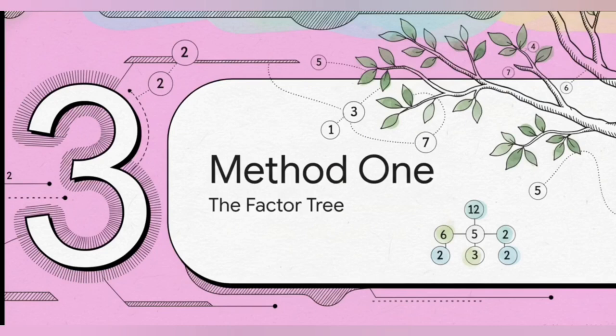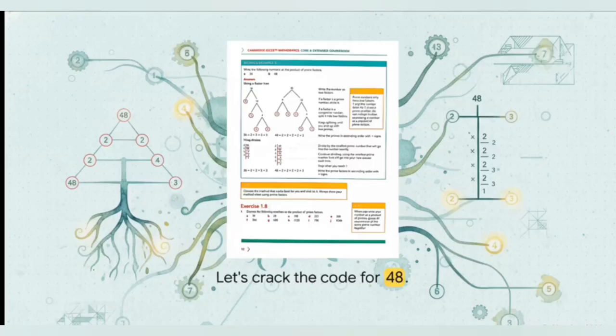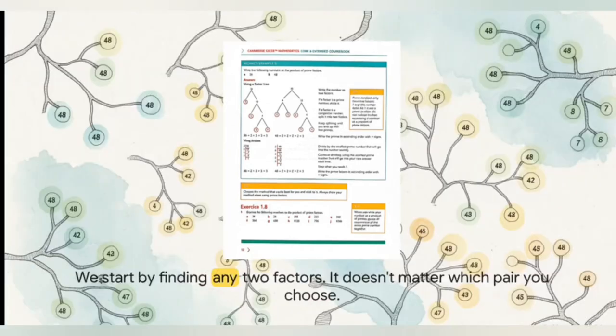So the big question is, how do we find this unique code? Let's check out our first master key, the factor tree. This is a really visual, really intuitive way to get it done. Okay, mission accepted. Our target number is 48. We're going to break this thing down and find its secret prime code. Let's do this. The first step, super simple. Just find any two numbers that multiply to make 48. Here we went with 4 and 12, but honestly, you could have picked 6 and 8, or even 2 and 24. It really doesn't matter, and you're about to see why that's so cool.